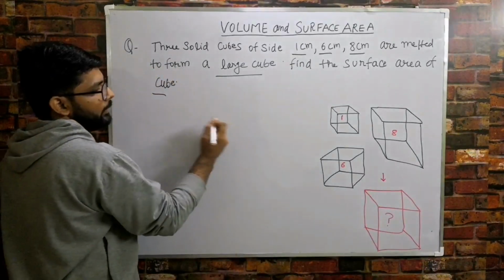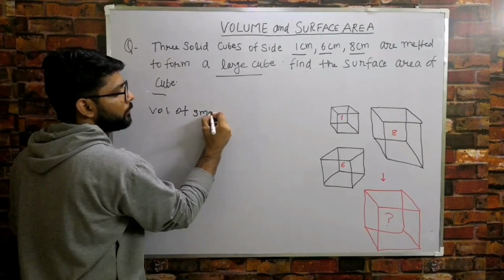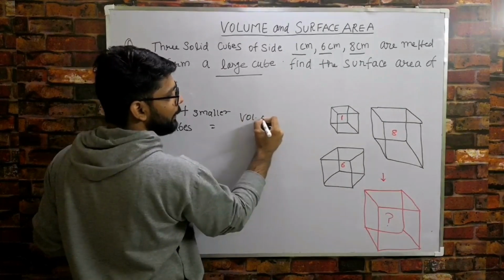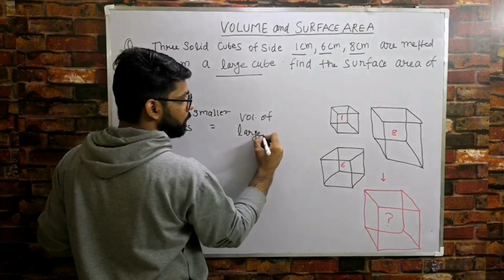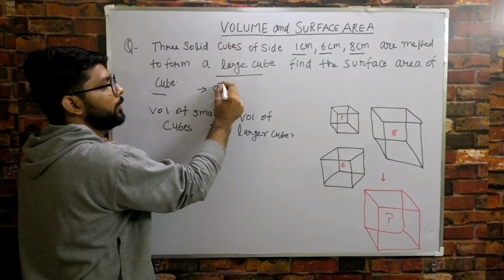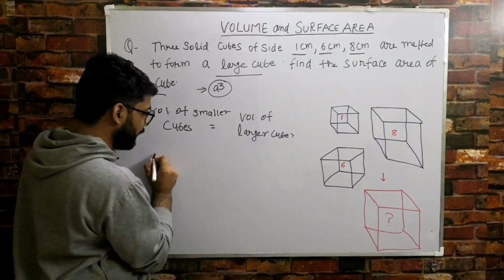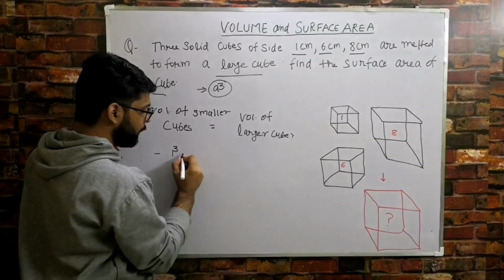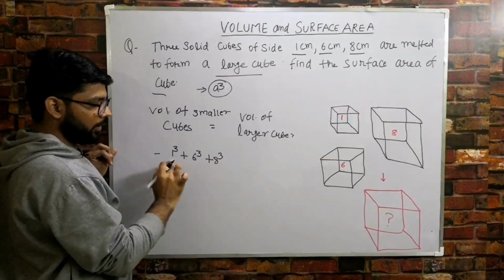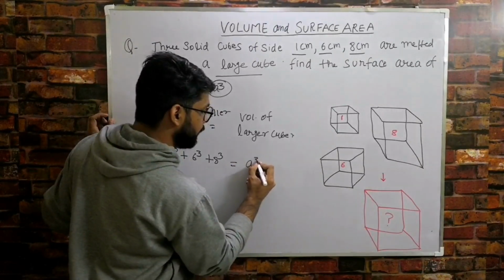So what we can write: volume of smaller cubes is equal to volume of larger cube. But we don't know the volume, but we know the volume of cube is equal to a cube. We know the formula, the volume of cube is a cube and the dimension of the smaller cubes is given to us, and we have to find the dimension of the larger cube. So we can write 1 cube, the volume of the smallest cube, then 6 cube, then 8 cube. The volume of all these 3 cubes, 1 cube, 6 cube, 8 cube is equal to the volume of this larger cube. We can write a cube here.